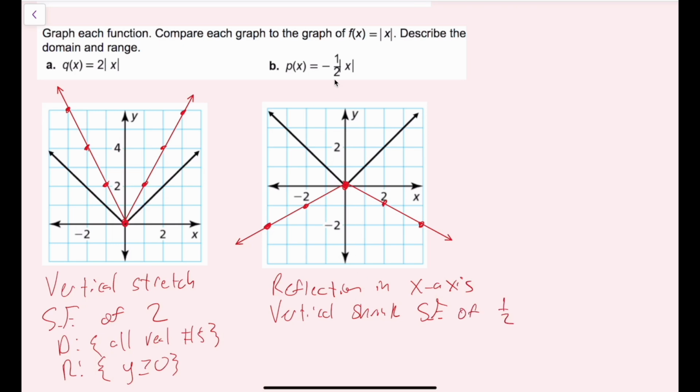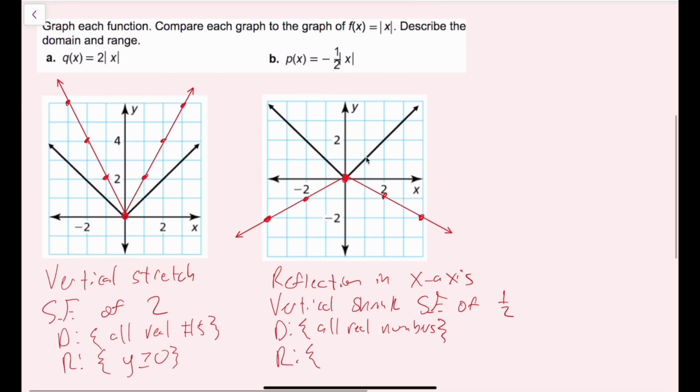Okay, and then the domain and range. So the domain is going to be all real numbers. And the range, in this case, is not going to be y is greater than or equal to 0. 0 here is my largest value. So it's actually going to be y is less than or equal to 0, because I don't have any positive numbers. I just have 0 and all the negatives. So y is less than or equal to 0. And now we're done with this one.